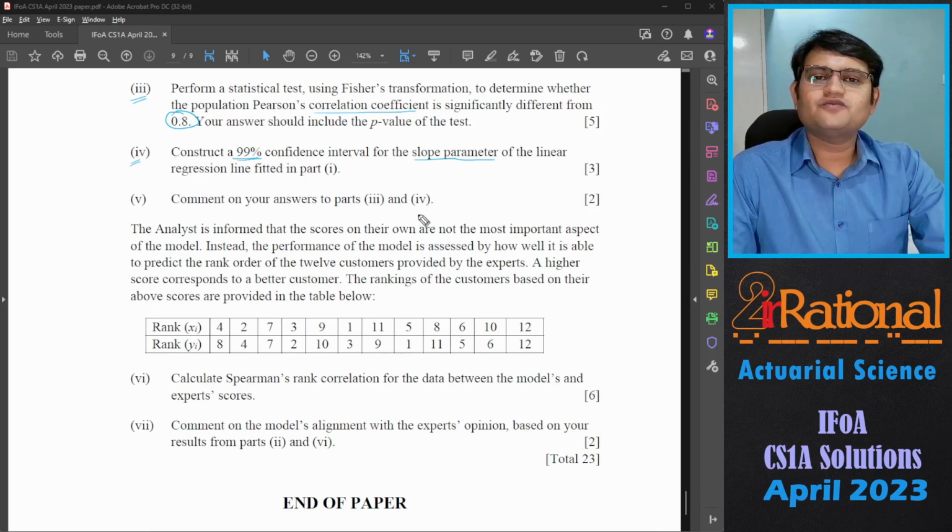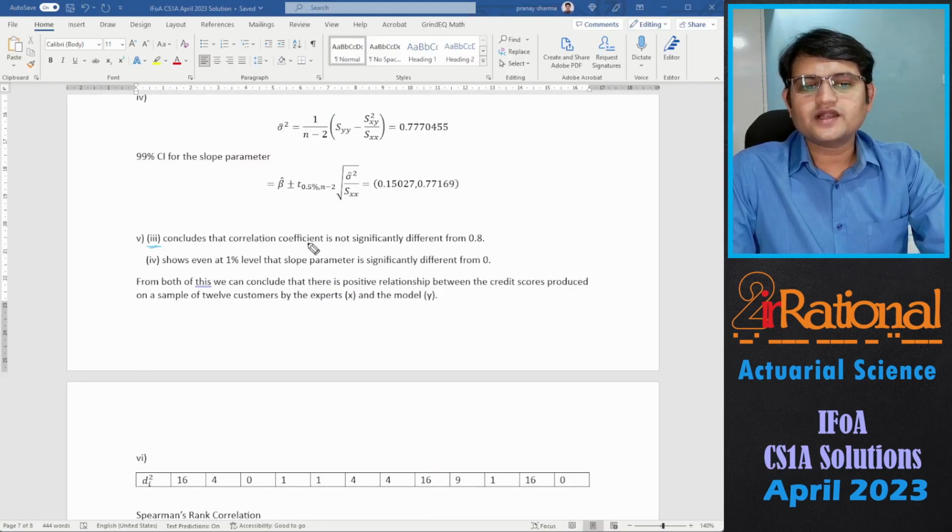So from both of them we can only comment about the relationship. So we'll say part 3 concludes that the correlation coefficient is not significantly different from 0.8, and part 4 shows that even at 1% level the slope parameter is significantly different from 0. From both of these we can conclude that there is a positive relationship between the credit score produced on a sample of 12 customers by the experts X and the model Y. So if you just compare the values, you will not get any marks. What you had to compare was that both are suggesting that we have a positive relationship.